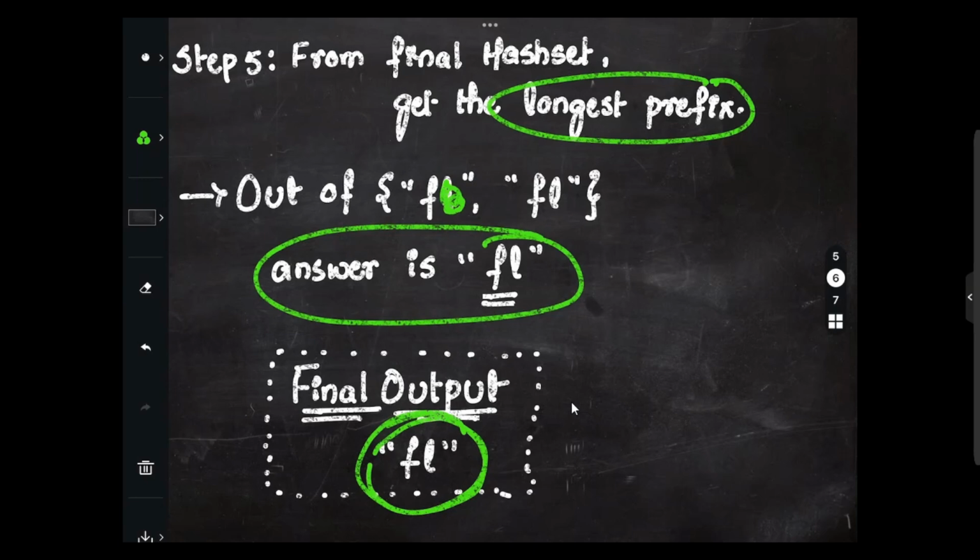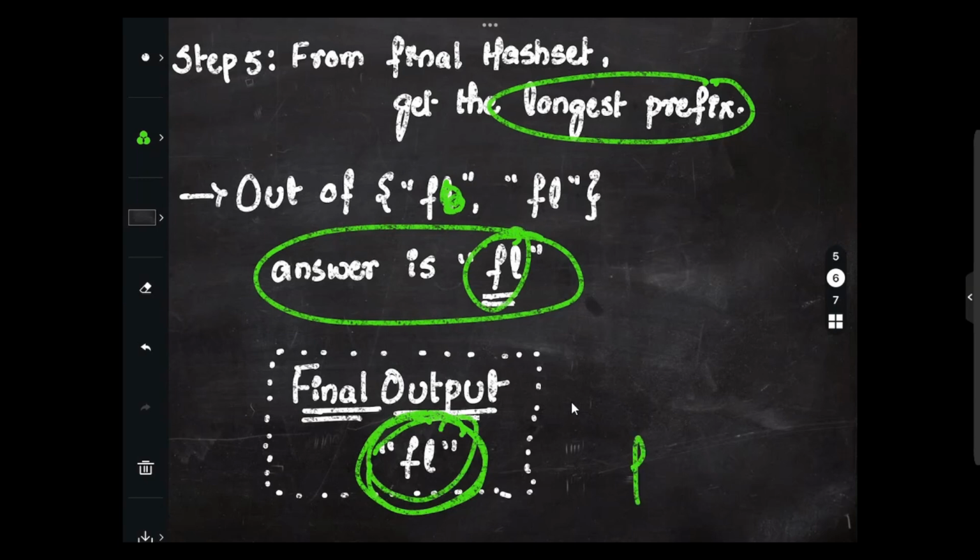So we saw this one step by step clearly. We first found the shortest string among the three: flight, flow, and flower. Flow was the shortest string, basically. After that, we compared flow with this one, flight. Then we compared flow with flower. So among that, the common prefix we found was FL. So that one we are displaying in the form of output.